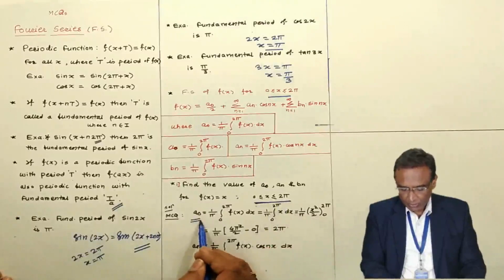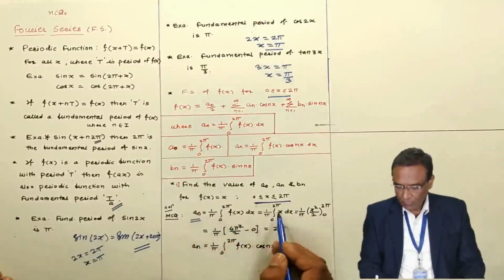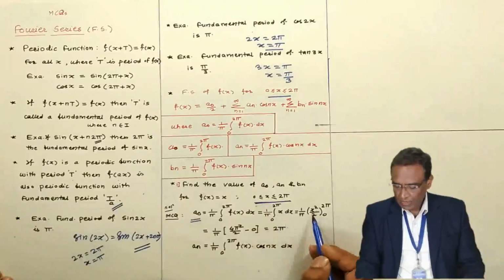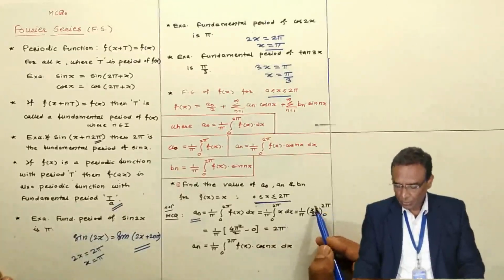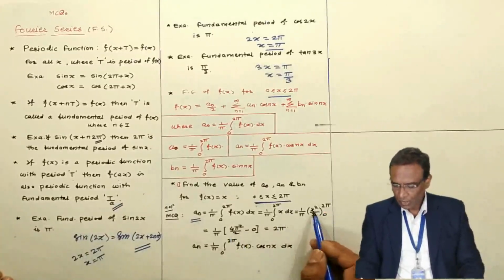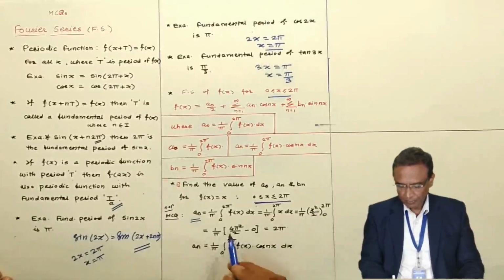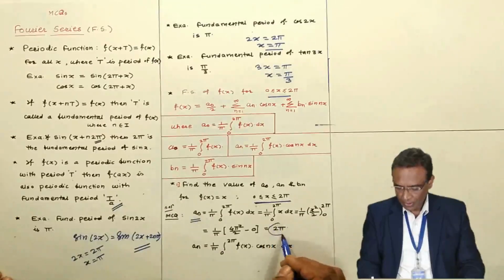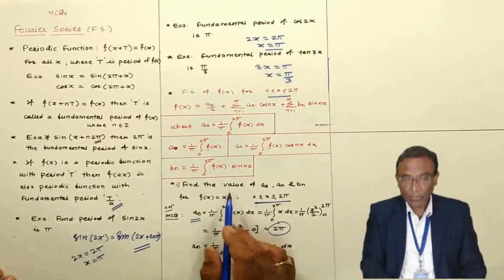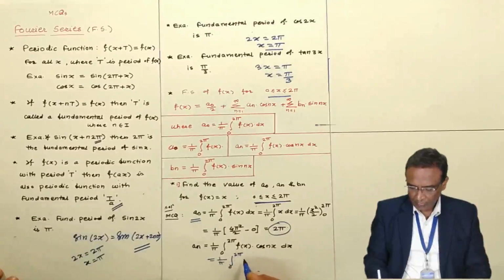So write down the formula for a0, put the value of f of x, the integration of x is x square by 2. Put x equal to 2 pi, the upper limit, 2 pi whole square means 4 pi square by 2, and minus the lower limit x equal to 0, which gives 0. So 4 pi square by 2 is 2 pi square, divided by pi is 2 pi. This is the value of a0. Now the value of an is 1 by pi, this is the formula, integral from 0 to 2 pi.